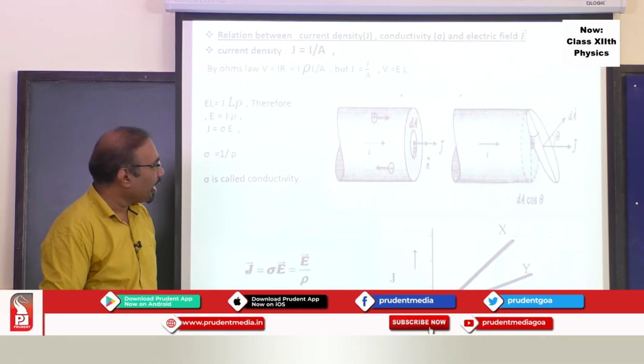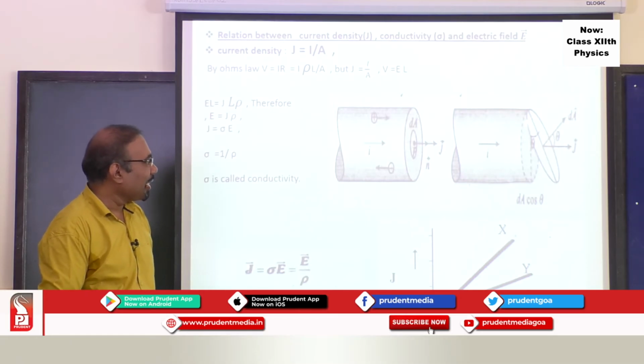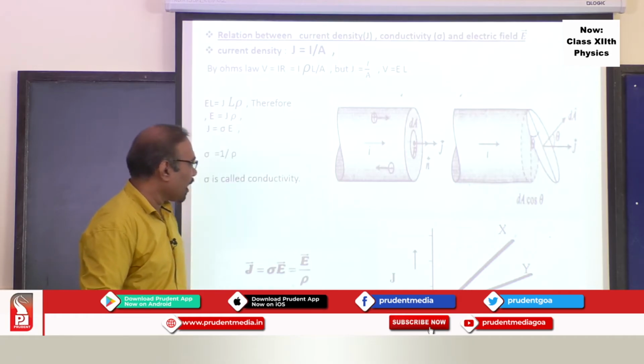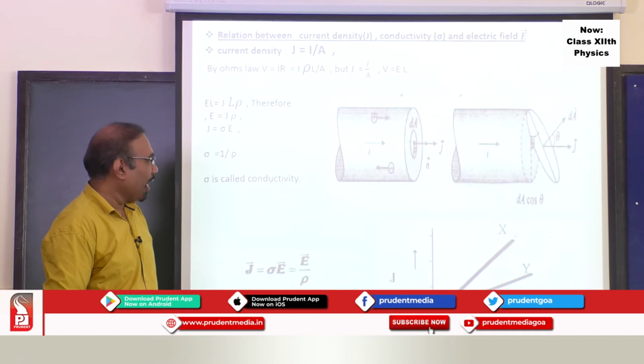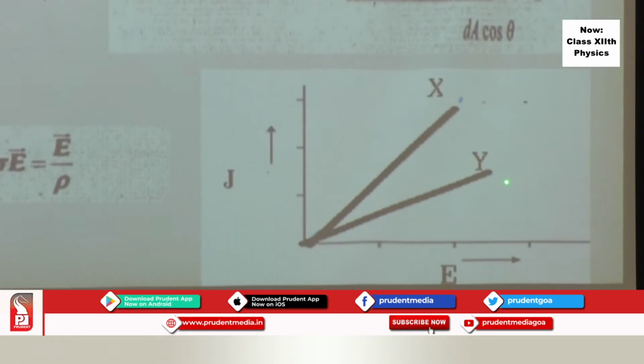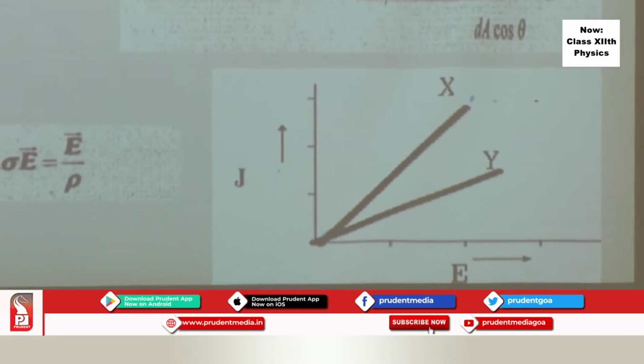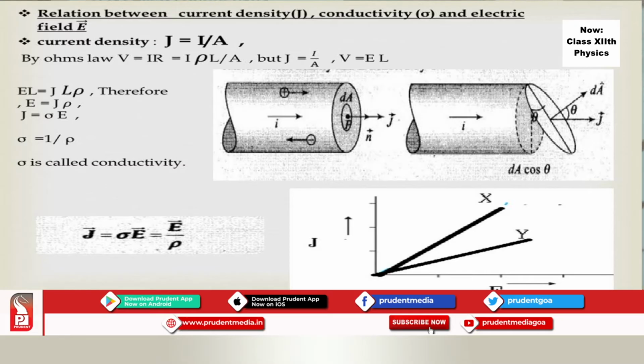If you plot a graph of J versus E, you will get a straight line. X will have higher conductivity, Y will have lower conductivity, because the slope of this graph gives you the conductivity. So sigma is the conductivity, the reciprocal of resistivity.